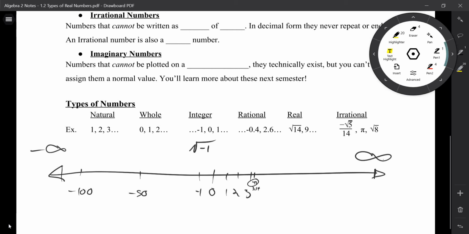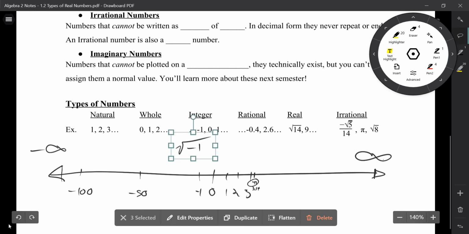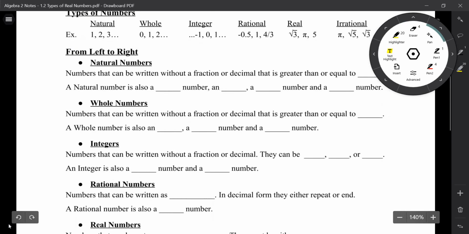Because if we have a negative number, say negative 2 squared, that's going to give us 4, a positive number, because a negative times a negative gives us a positive. And if we have 2 squared, well, that's going to give us 4 as well. So there's no real number that when multiplied by itself gets you a negative. So the square root of negative 1, at least, is a good example of an imaginary number. We're not going to get into that too detailed though, so don't get hung up on that. We're just looking at real numbers today.